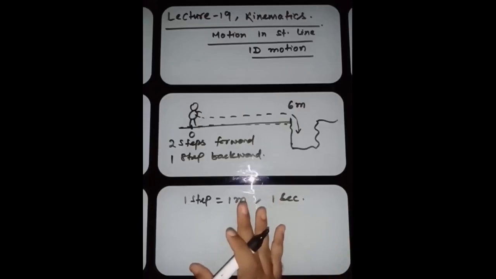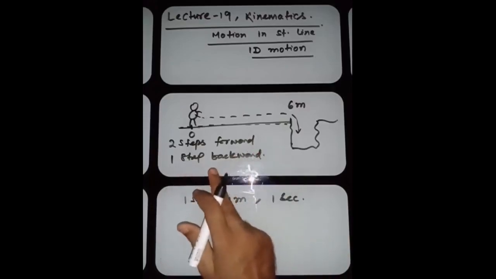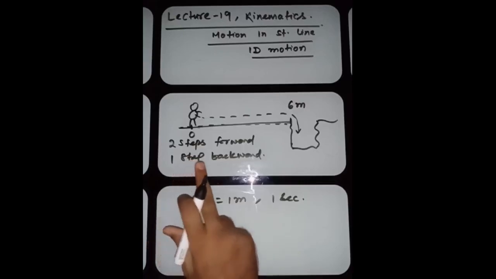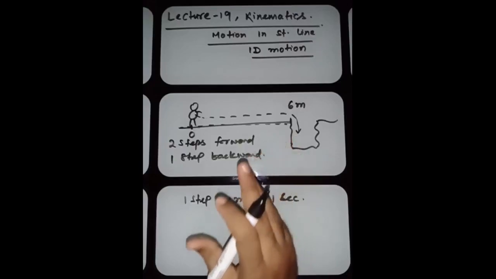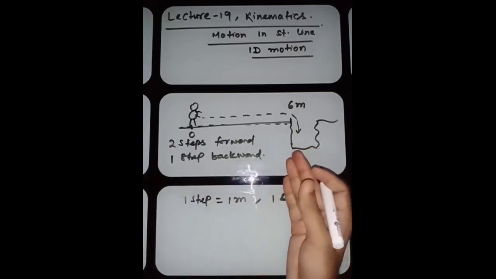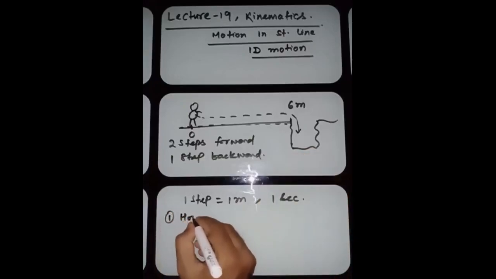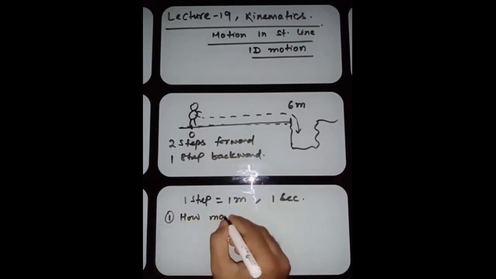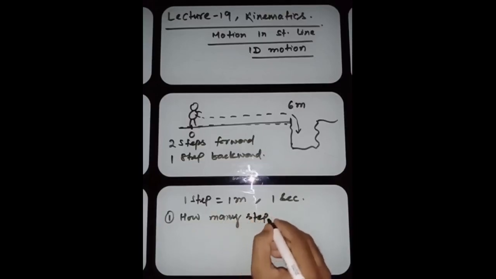Now the question: if this drunkard moves 2 steps forward, 1 step backward, and from the starting point a ditch is 6 meters away, then you have to find after how many steps the drunkard falls into the ditch. Okay, after how many steps? The first question, you have to find out how many steps he takes before falling into the ditch.